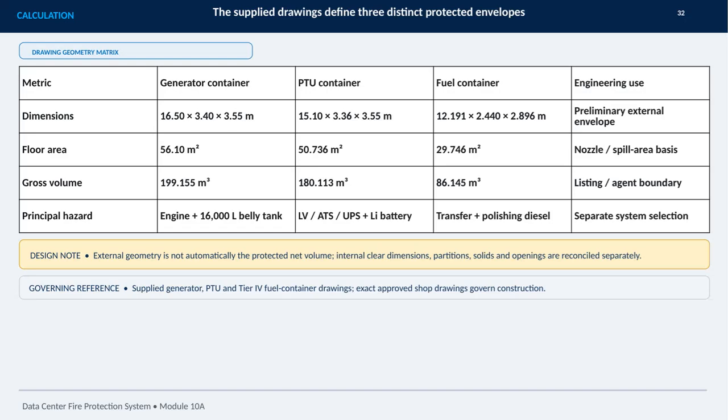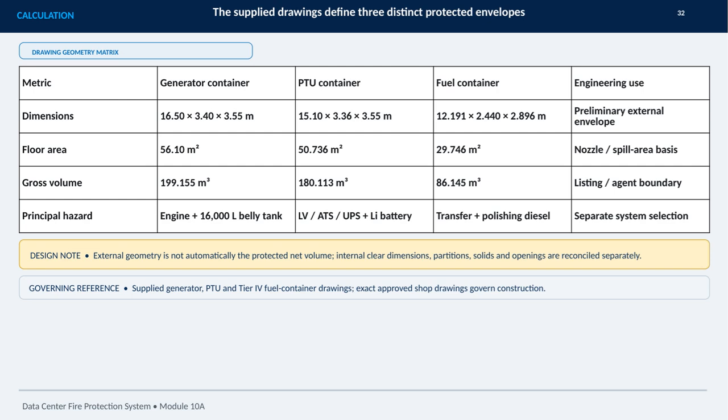This calculation establishes the geometric basis for three distinct protected envelopes: the generator container, the PTU container, and the fuel container. The drawing matrix compares their dimensions, floor areas, gross volumes, and principal hazards, so each space can be evaluated for the appropriate fire protection system. The generator container is the largest, at 56.10 square meters of floor area and 199.155 cubic meters of gross volume. Its primary hazard is the engine together with the 16,000-liter belly tank.